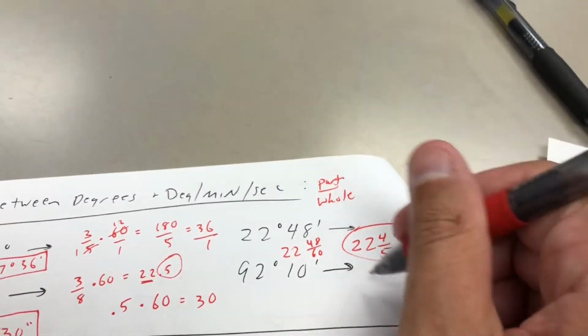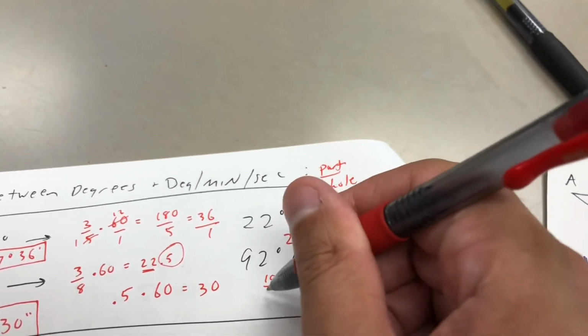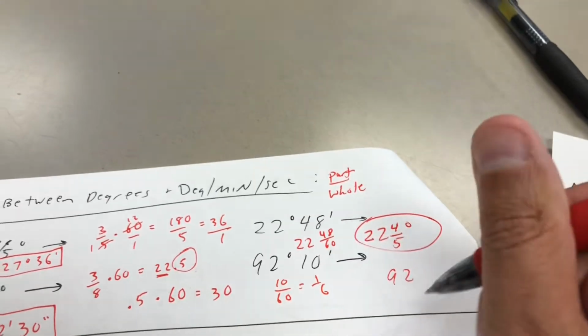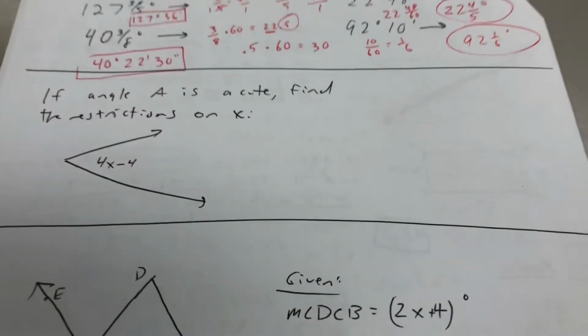Same kind of thing here. You're going to get 92 degrees. That's going to be your whole number. Your part is 10 out of a whole of 60, which simplifies down to 1/6. So 92 and 1/6 degrees.